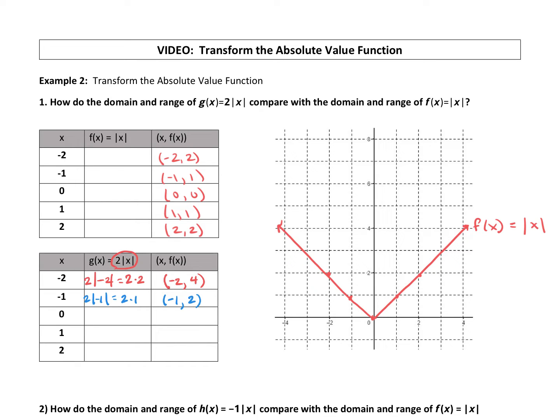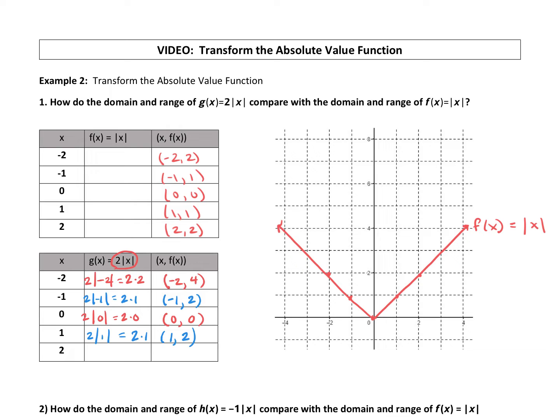Now let's plug in a 0 for our x. So 2 times the absolute value of 0. Absolute value of 0 is just 0, so 2 times 0 gives us 0. Our input was 0, our output was 0, so there's our ordered pair. Now we're going to plug in a 1, so 2 times the absolute value of 1. Absolute value of 1 is just 1, so 2 times 1 is 2. So we have 1 for our input of x and 2 for our function value.